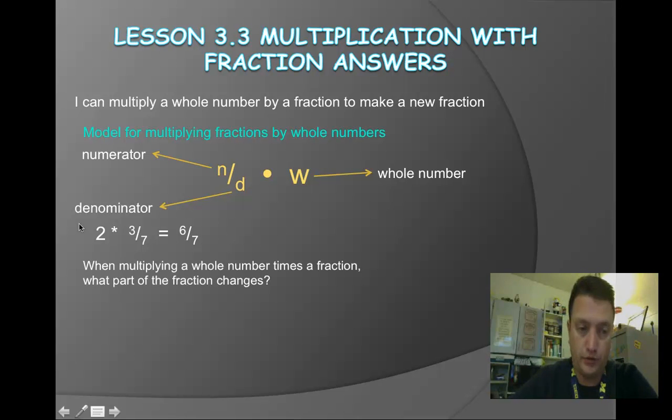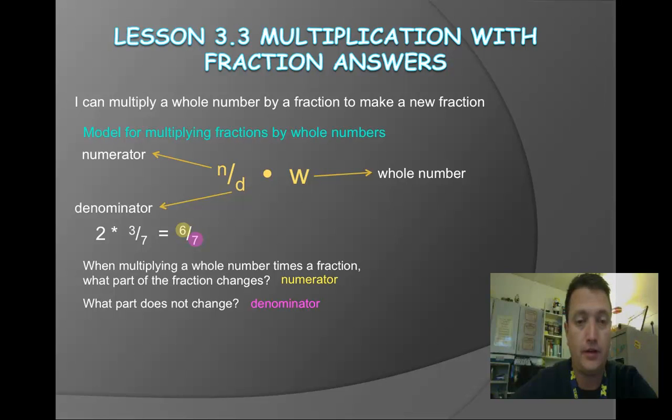So let's take a look at our answer here of 6/7. When multiplying a whole number times a fraction, what part of this fraction changed? What's different in this fraction from the original fraction? Well, hopefully you said the numerator, okay? Right up there. That 6 is different than the 3 that we started with. What part does not change? What part stays the same? Hopefully you looked at that and said that's the denominator. The denominator did not change. It's still a 7 here. It was a 7 there.